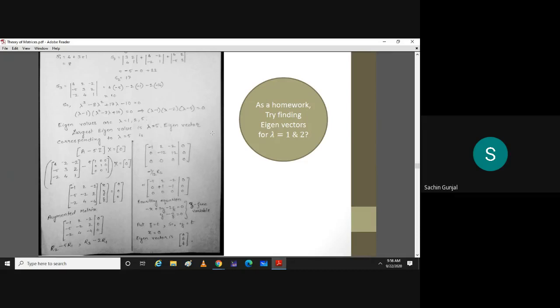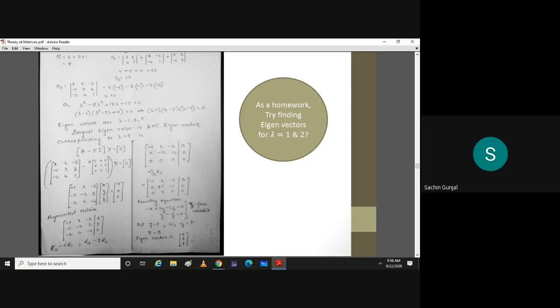Anyone got the correct answer? Sir, wait a minute. Sir, for lambda equal to 1, t, 2t and 4t. Lambda is equal to 1? Yeah, lambda equal to 1. What is the value of x1? x1 is t, then x2 is 2t and x3 is 4t.